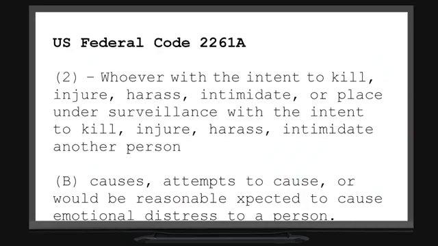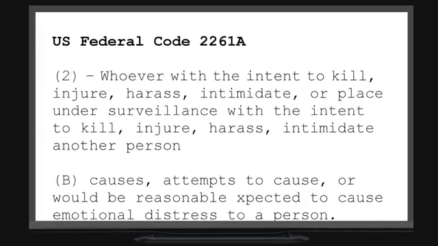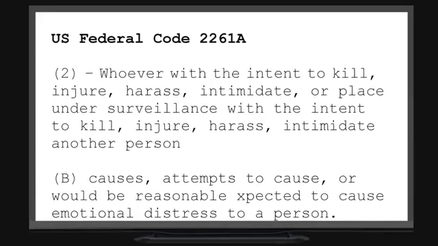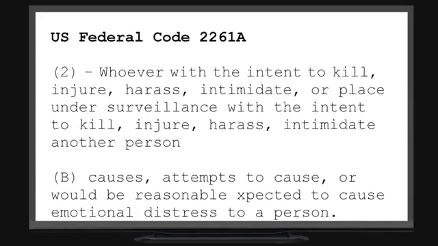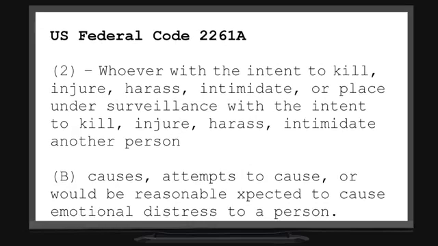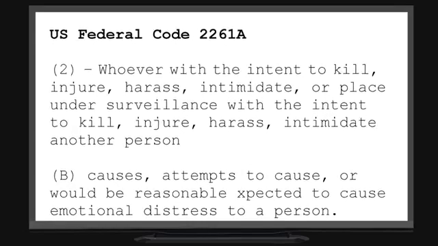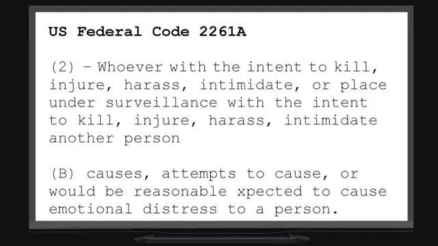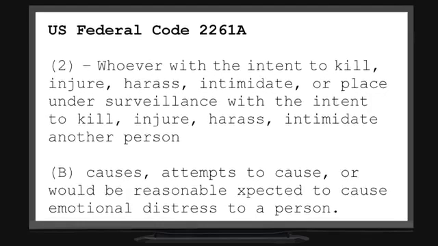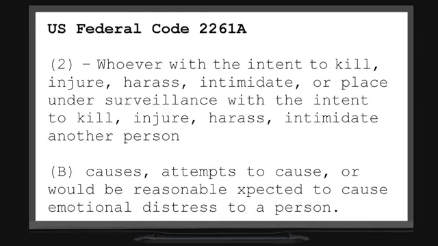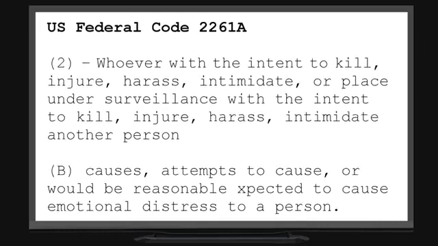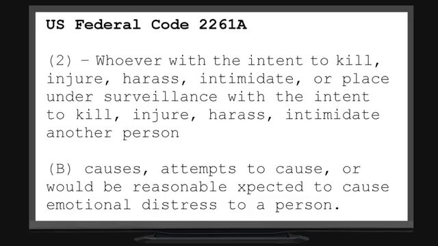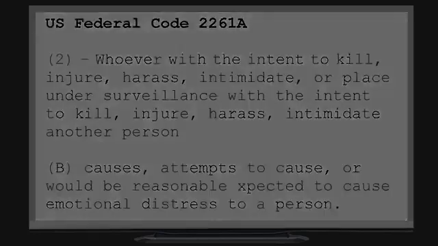Stalking, by the way, is illegal under U.S. Federal Code 2261A. I will use number 2, quote, whoever with the intent to kill, injure, harass, intimidate, or place under surveillance with the intent to kill, injure, harass, intimidate another person, B, causes, attempts to cause, or would be reasonably expected to cause emotional distress to a person.